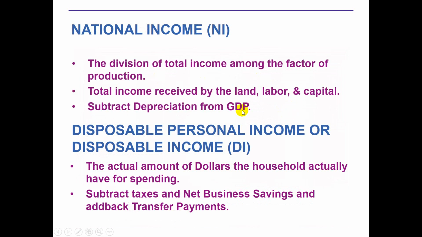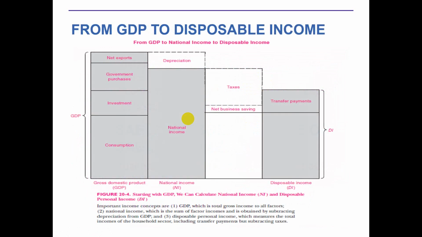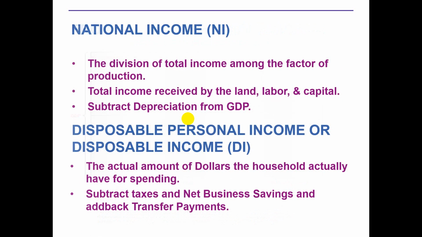National income is the division of total income among the factors of production, the total income received by land, labor, and capital. If you subtract depreciation from GDP, it will become national income. And disposable personal income, or disposable income, is the actual amount of dollars that households have for spending. If we subtract taxes and net business savings and add back transfer payments, it will become disposable income.